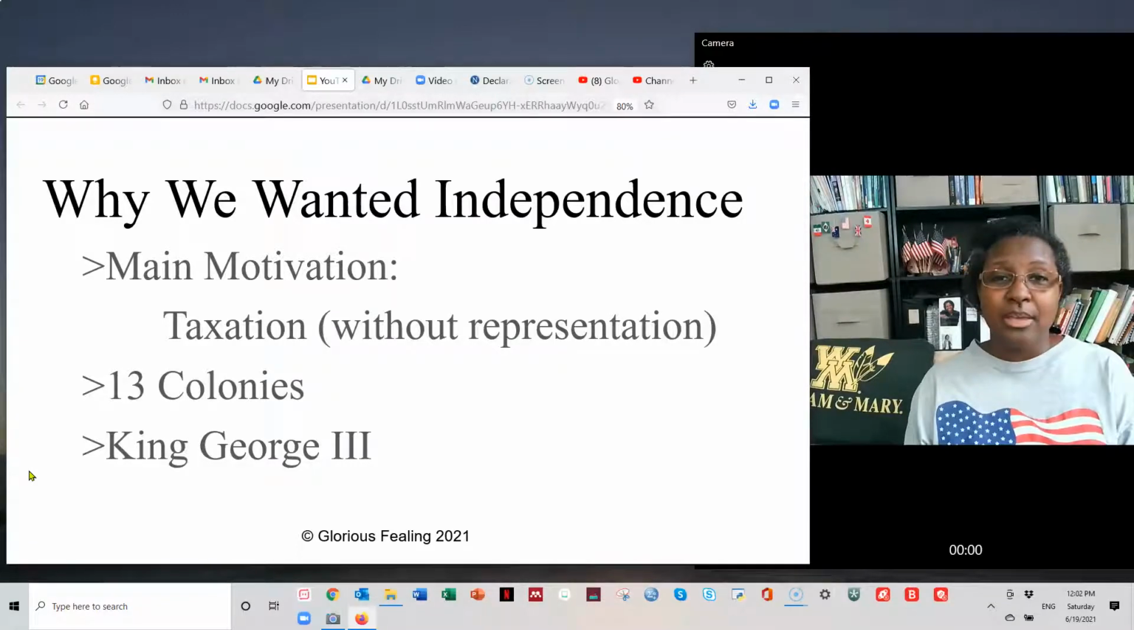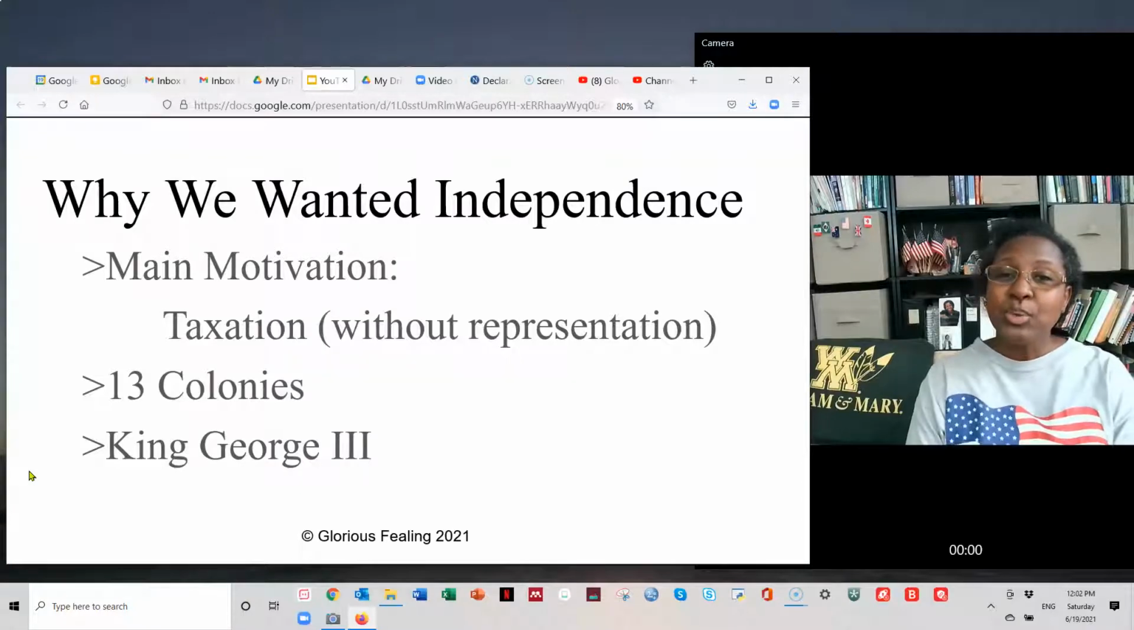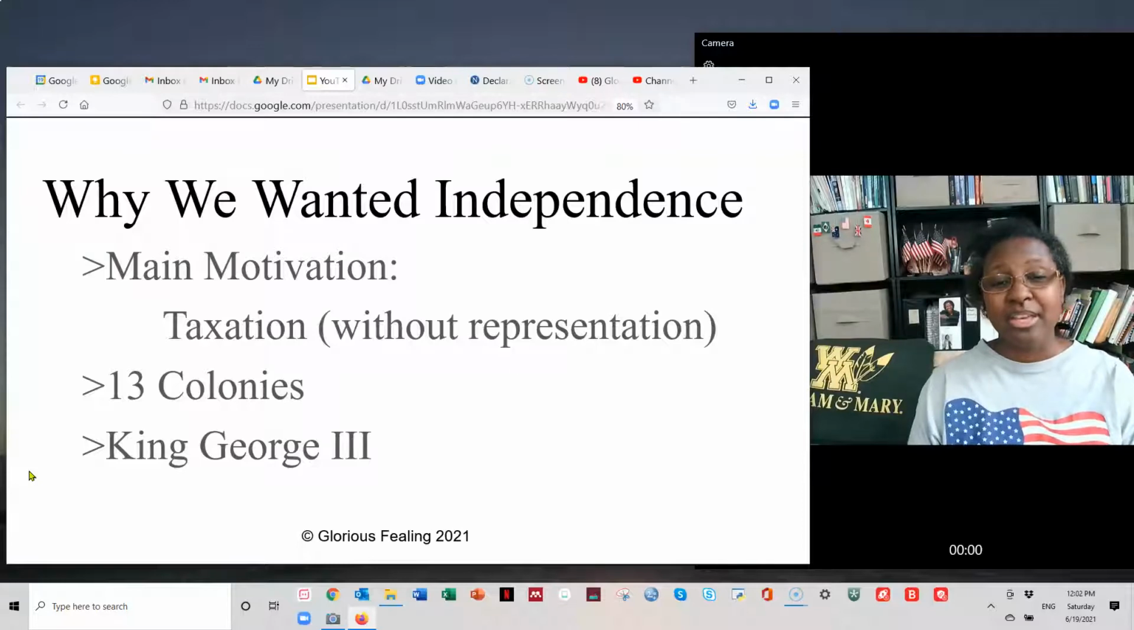At the time, colonial America was not yet the USA. We were 13 colonies, and we had to follow the rules of the King of England. At the time, that was King George III. The 13 colonies from north to south at that time were New Hampshire, Massachusetts, Connecticut, Rhode Island, New York, New Jersey, Pennsylvania, Delaware, Maryland, Virginia, North Carolina, South Carolina, and Georgia.